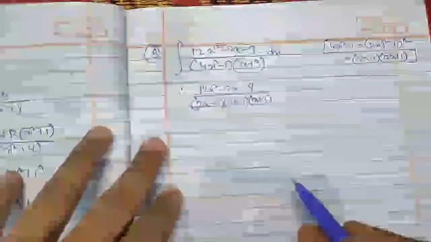This is because 4x square minus 1 equals (2x) square minus 1 square, equals (2x plus 1)(2x minus 1). So A by 2x plus 1, plus B by 2x minus 1, plus C by x plus 3. All the factors are non-repeated and linear factors.